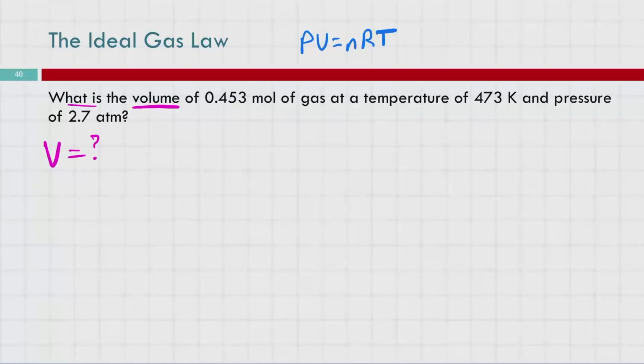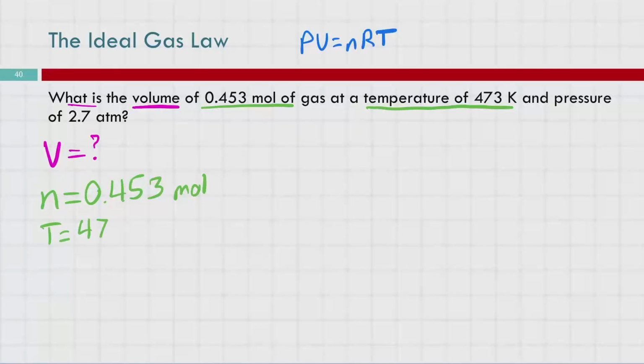What is the volume of 0.453 moles of gas? So n equals 0.453 moles at a temperature of 473 Kelvin. So T equals 473 Kelvin, and a pressure of 2.7 atmospheres. So P equals 2.7 atmospheres.